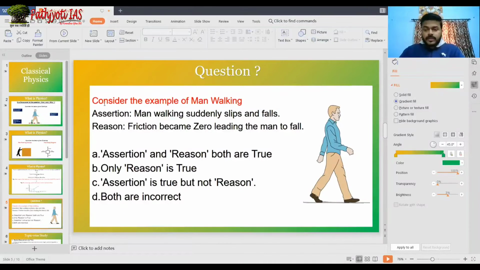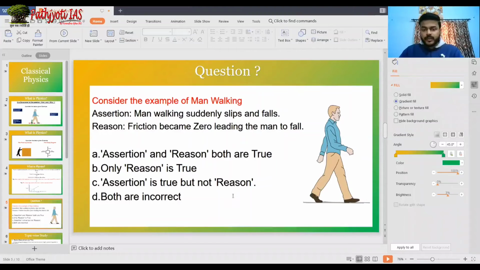So the question is an assertion and reason. Firstly, we are asserting, declaring a statement that a man is walking, suddenly slips and falls. We have asserted that this has happened. The reason I have given for that assertion is that friction became zero, leading the man to fall. Have you got it, Smita, or do I need to explain it more? Fine. It follows the third law of motion. So the correct option is option C.